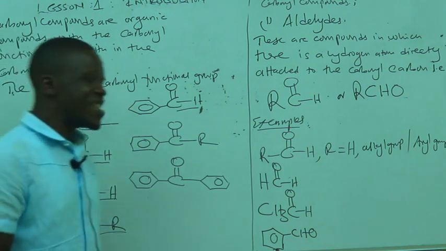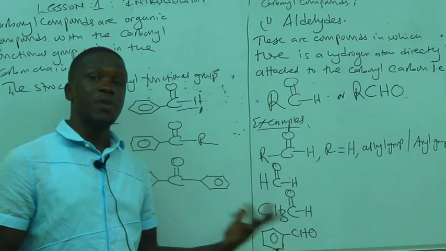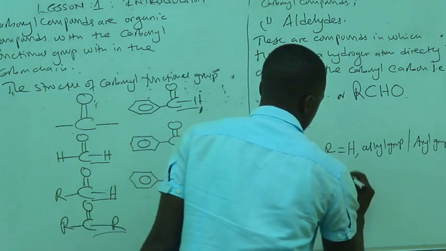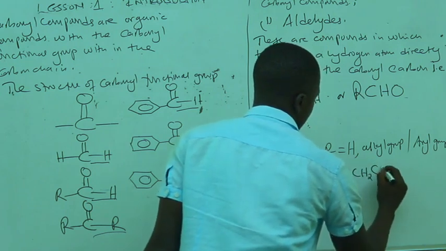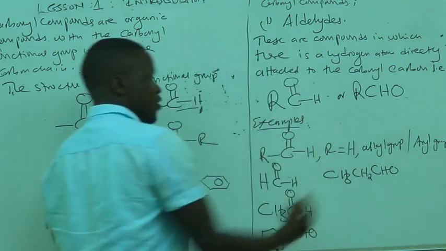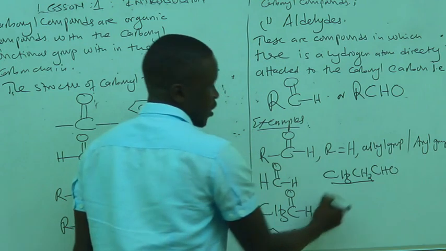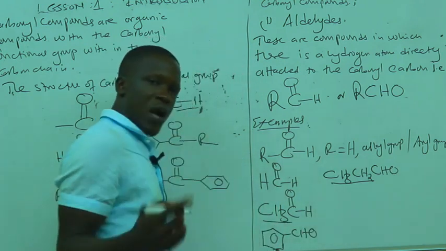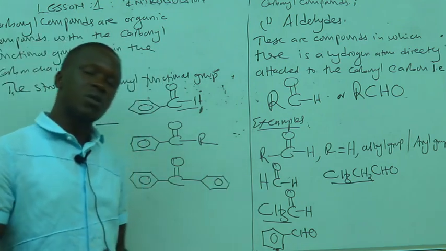So all possibilities are possible. And we know that the length of the alkyl group may depend on the number of carbon atoms. So you would have compounds as long as that. That is still an aldehyde. The difference now is that the hydrocarbon chain here has two carbon atoms. The hydrocarbon chain has one carbon atom, and that is what we call the aldehydes.